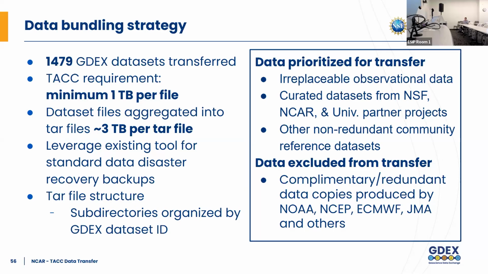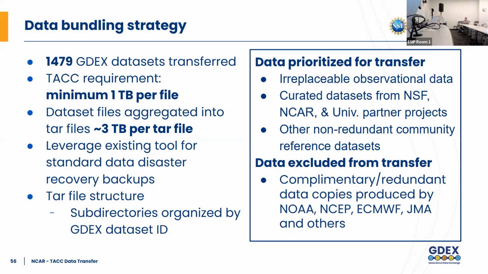And so what we did was aggregate all the files within GDEX data sets into tar files. And we played around with the size. We tried as large as 10 terabytes per tar file. But the issue with that is that with larger tar files, it took longer to calculate checksums. The sweet spot that we hit on was about 3 terabytes per tar file.